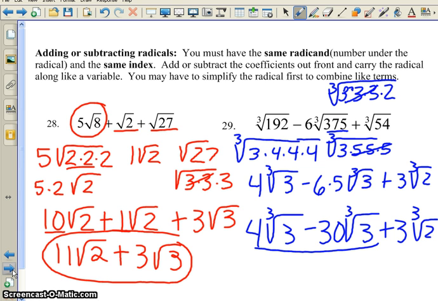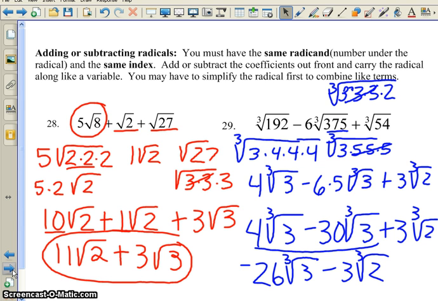Well, these are our like terms, so we subtract the coefficients. 4 minus 30 is negative 26 times the third root of 3 minus 3 times the third root of 2.